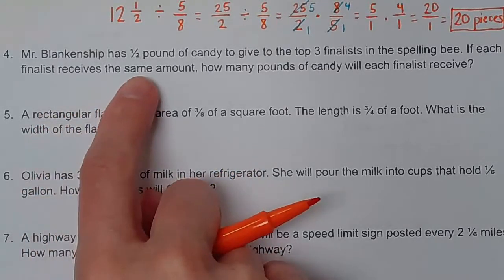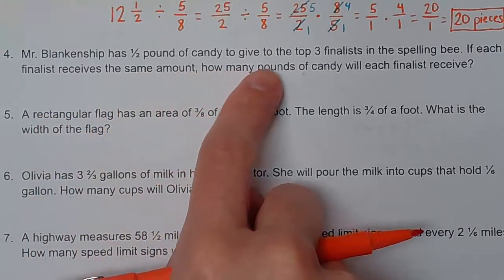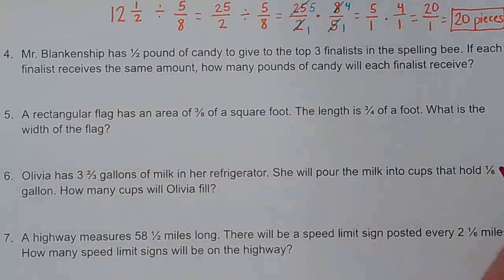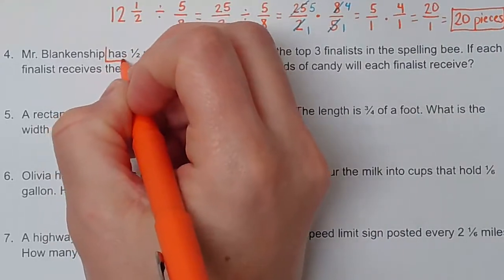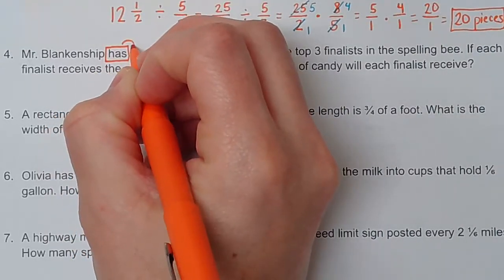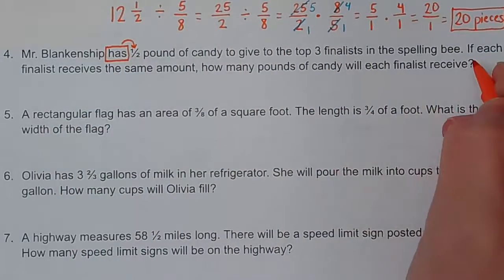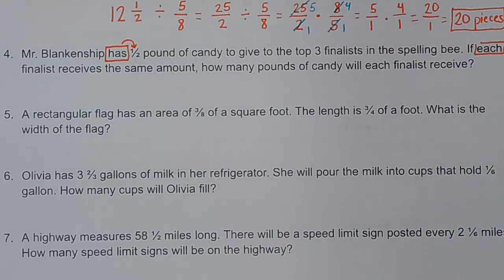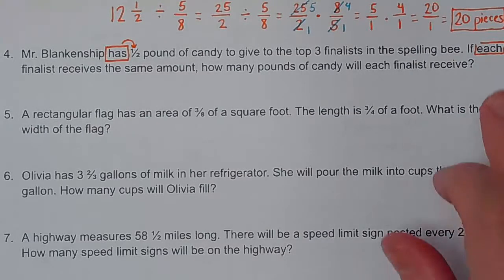So Mr. Blankenship has 1/2 pound of candy to give to the top 3 finalists in the spelling bee. If each finalist receives the same amount, how many pounds of candy will each finalist receive? All right, so once again, I see has. Has is with this 1/2. I also see the word each. And when you see the word each, what's it talking about? It's not talking about each candy. It's talking about each finalist, okay?